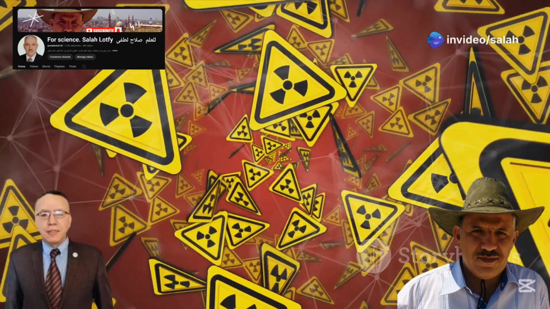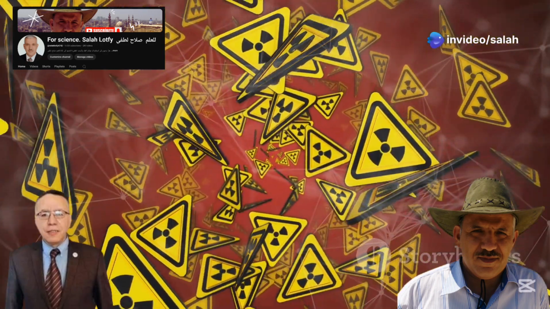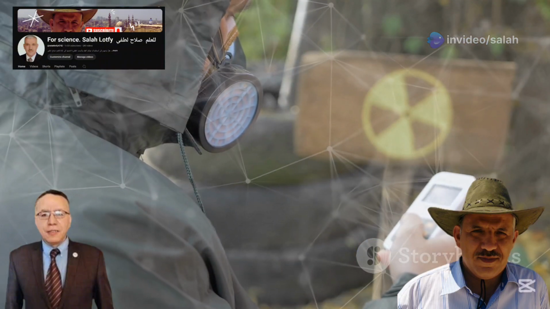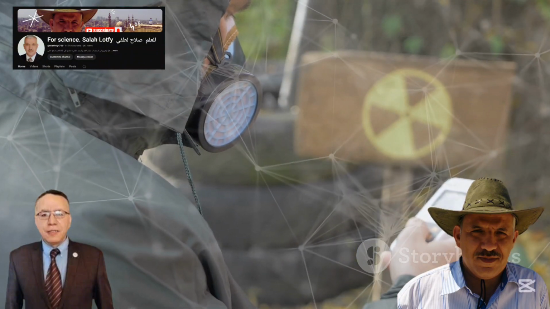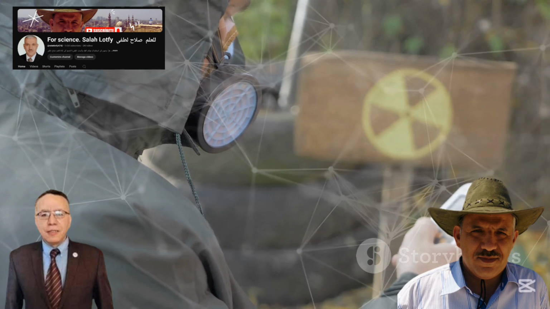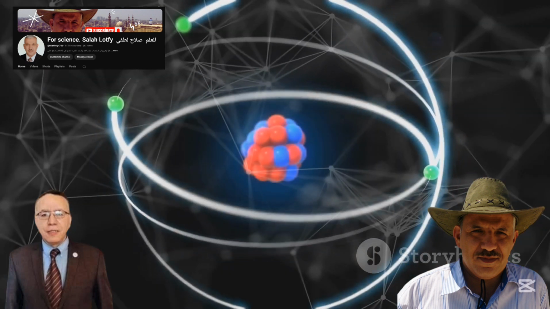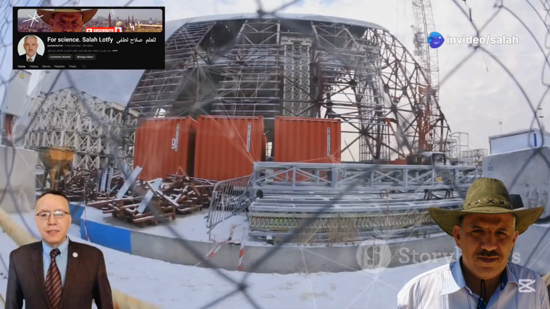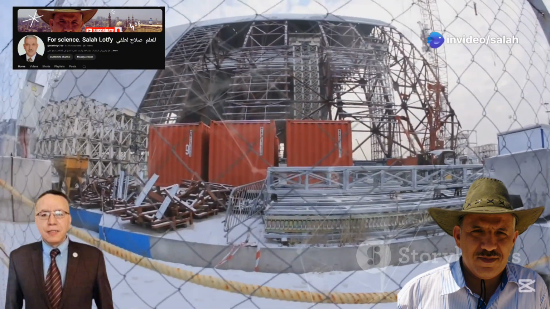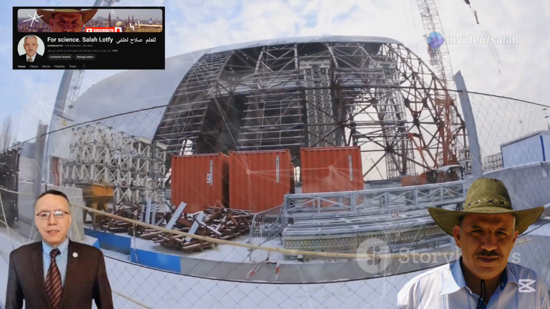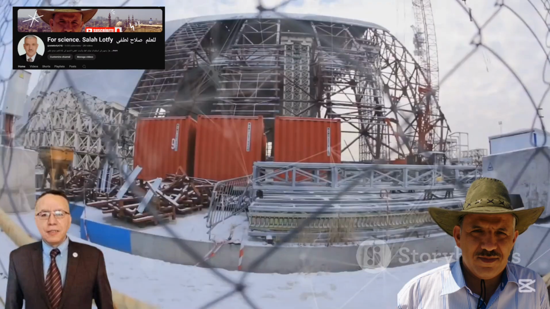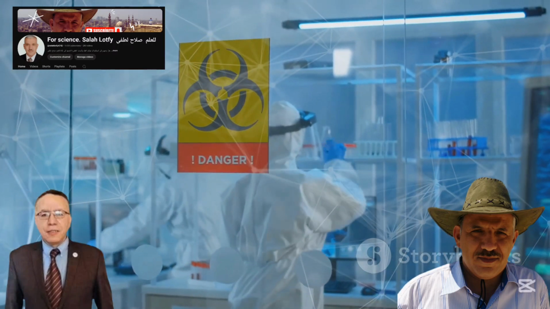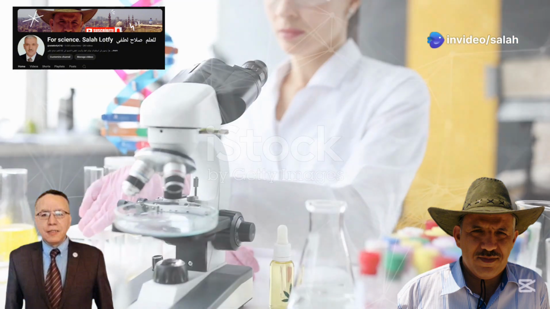Then there are gamma rays, which are pure energy, like super-fast X-rays. These powerful waves can travel long distances and penetrate most materials, requiring thick lead or concrete to stop them. Finally, we have neutrons, neutral particles found in atomic nuclei. Neutrons are highly penetrating and require specialized materials like water or concrete to shield against them. Understanding the properties of these different radiation types is key to developing effective safety measures.